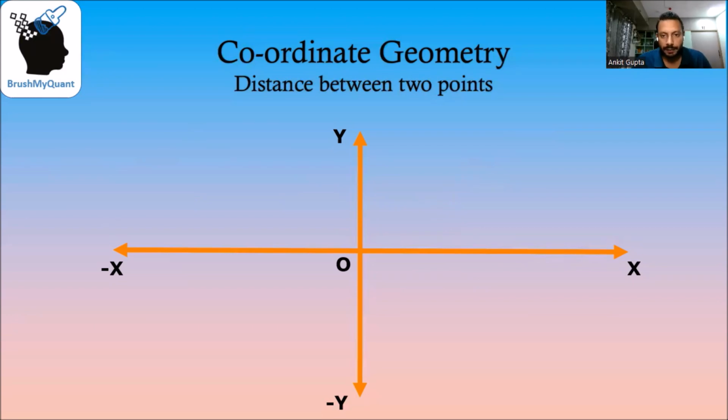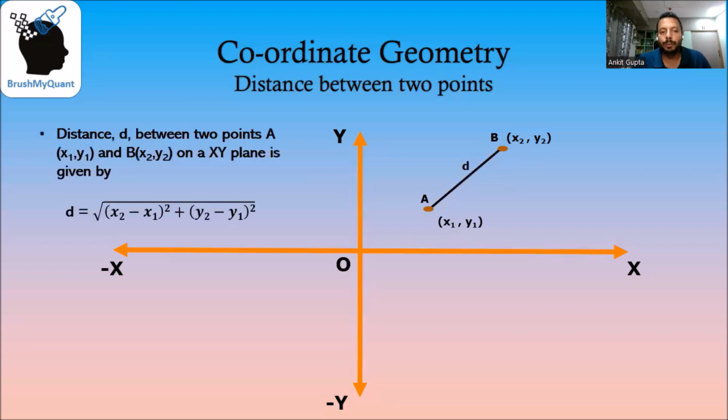Now let's learn how to find distance between 2 points. So let's say we have 2 points A and B on a particular line whose coordinates are x1, y1 and x2, y2. Let's say the distance between the 2 points is d. Now the distance between these 2 points can be found by d is equal to square root of (x2 minus x1) whole square plus (y2 minus y1) whole square. If you want to understand how this value is derived, then do check out a link to the video for the same in the description of this video.